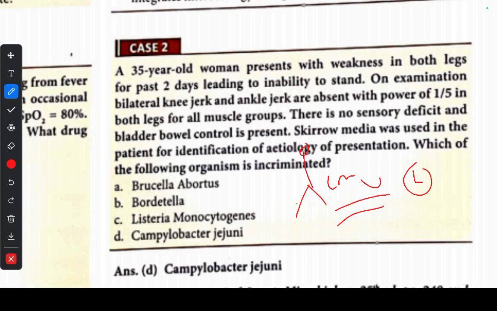On examination, bilateral knee jerk and ankle jerk are absent. Areflexia. However, see here, diarrhea. G for GB, Guillain-Barré syndrome. Campylobacter jejuni. That's it. Whenever you see diarrhea, done, this is Campylobacter jejuni. Khatam. This is the answer.